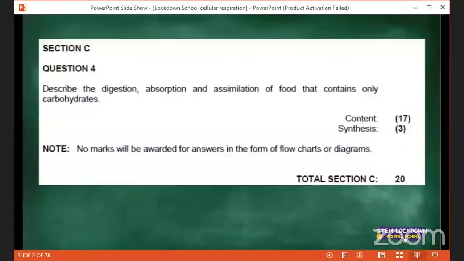With regards to this long question in order to wrap up the human digestive system and nutrition, I asked you to do it for homework, and I said that I'll give you the answer. So let's read through the question again. It said, describe the digestion, absorption, and assimilation of food that contains only carbohydrates. And there's a note there which says no marks will be awarded for answers in the form of flowcharts or diagrams. Therefore, flowcharts and diagrams are not allowed.